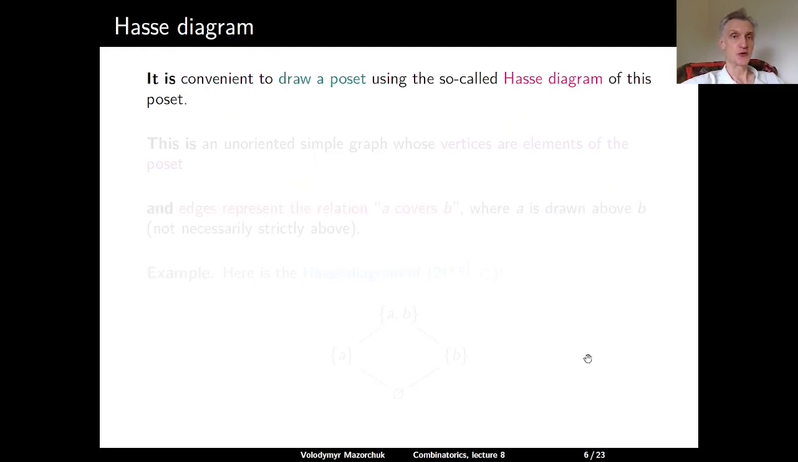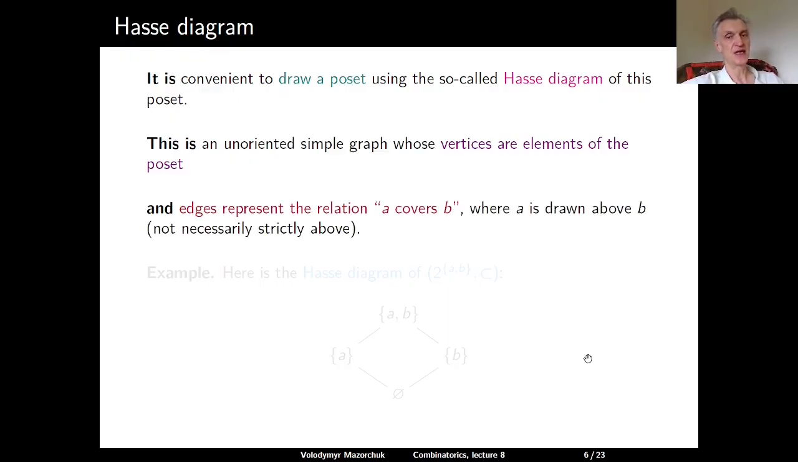It is convenient to draw partially ordered sets using the so-called Hasse diagrams. A Hasse diagram of a partially ordered set is an unoriented simple graph whose vertices are elements of the poset, and edges represent the relation a covers b, and usually in this case a is drawn above b a little bit. Not necessarily strictly above, but in some sense above.